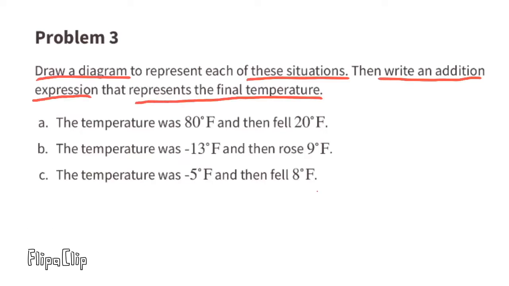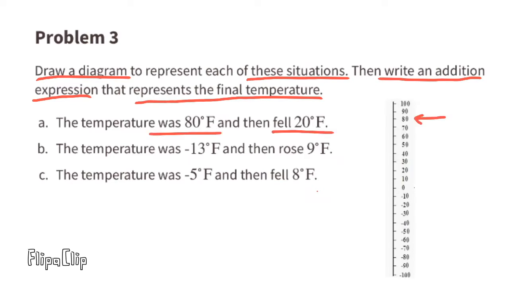Problem number 3. Draw a diagram to represent each of these situations. Then write an addition expression that represents the final temperature. A. The temperature was 80 degrees Fahrenheit and then fell 20 degrees Fahrenheit. That's 80 minus 20. However, they're asking us to write an addition expression. So we have to write 80 plus negative 20. I like to look at it like this. You have 80 and you take away 20.